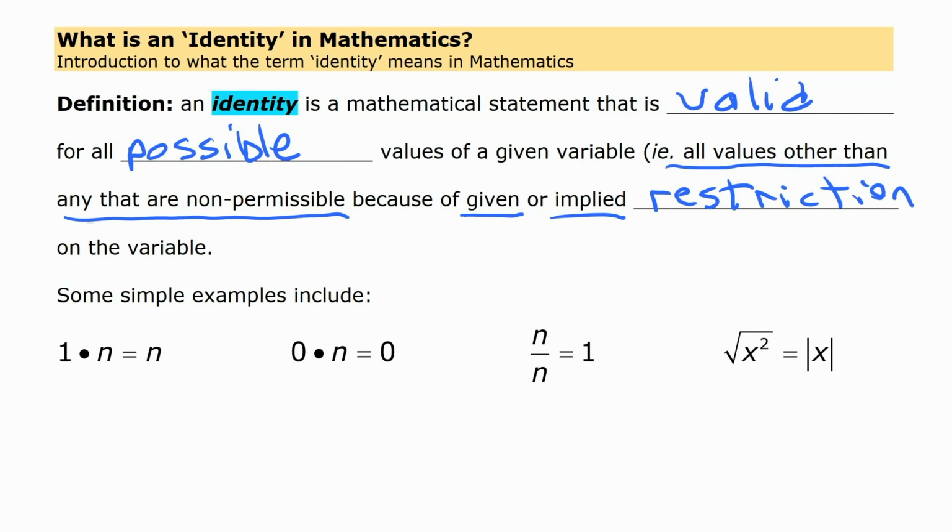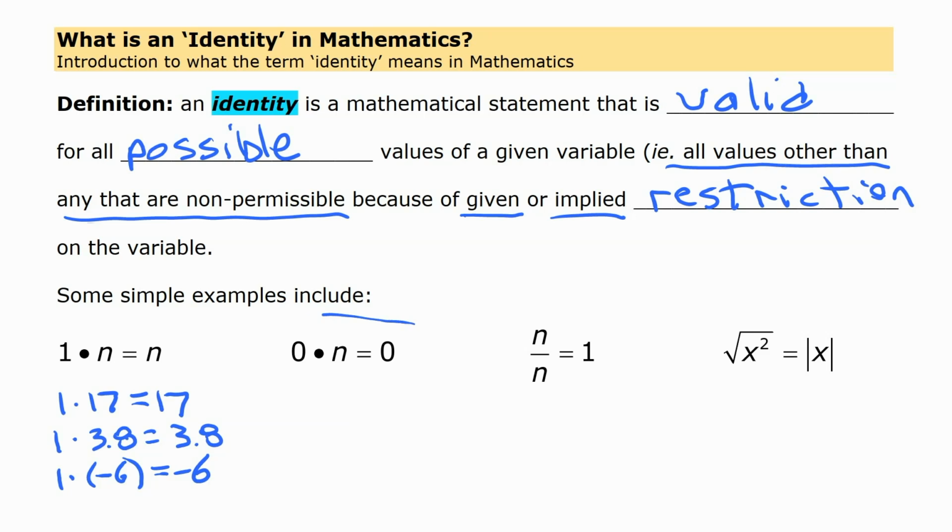values of the variable. So if you look at this first one here, all it says is that 1 times some number, n, is always going to be equal to n, that number. If you think about it, that makes sense, right? You've probably known for a long time now that, say, 1 times 17 is equal to 17, or 1 times 3.8 is equal to 3.8, or 1 times negative 6 is equal to negative 6. You could substitute any number in there, and you'd find that it's a true statement.